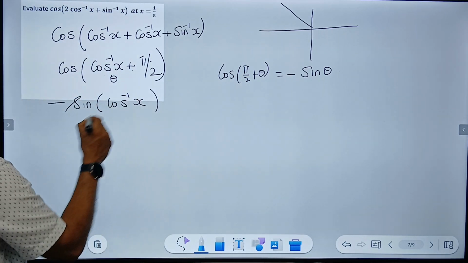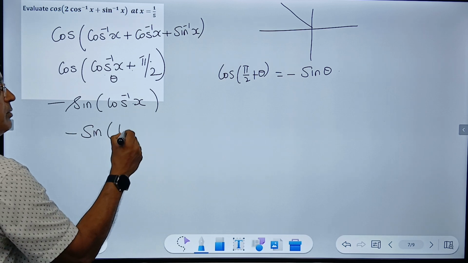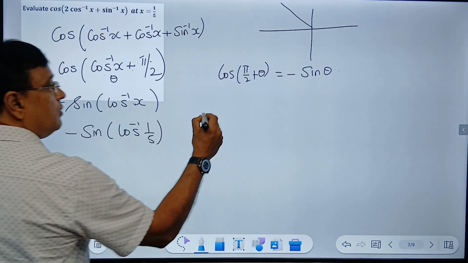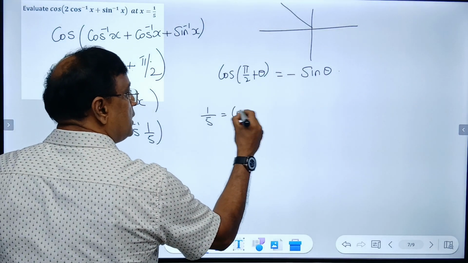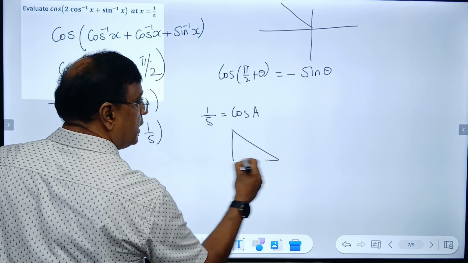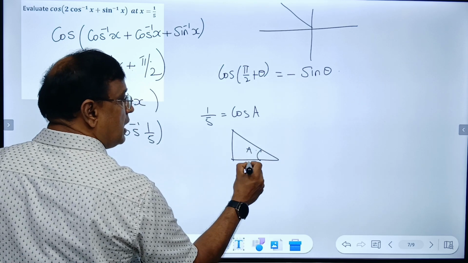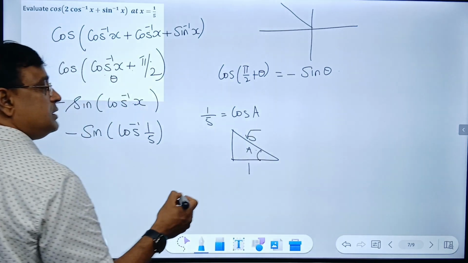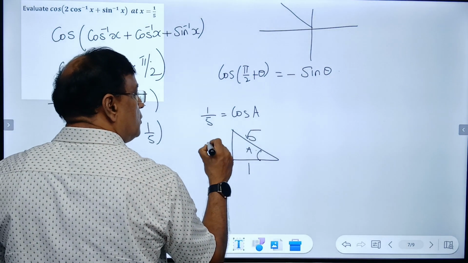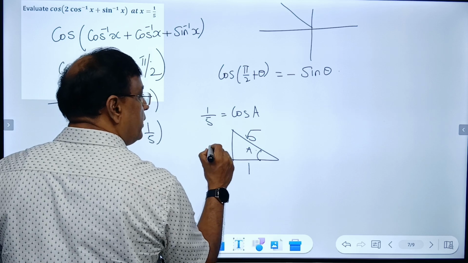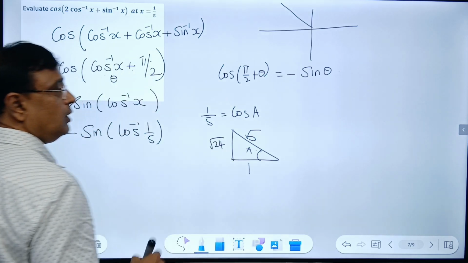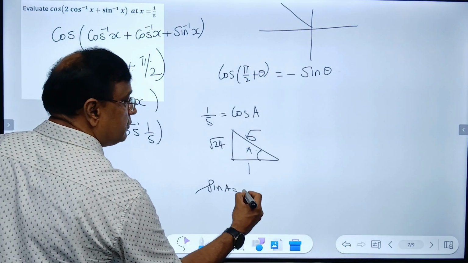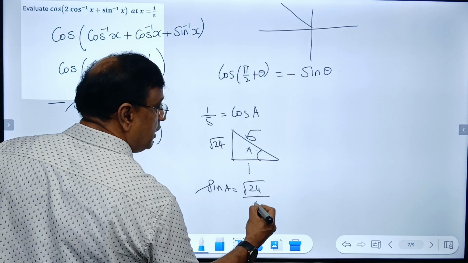Now, wherever x is there, I will put 1 by 5. Now I need to find this value. So 1 by 5, I will take it as cos A. Now draw a beautiful right angle triangle. Cos A is adjacent by hypotenuse. By Pythagoras theorem, what do you get here? Root of 25 minus 1, root 24. Correct? So what is sin A? Sin A is root 24 divided by 5.